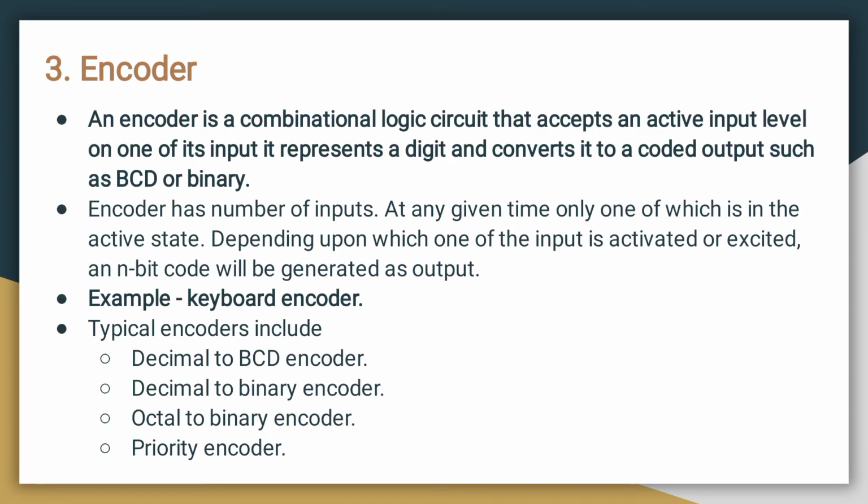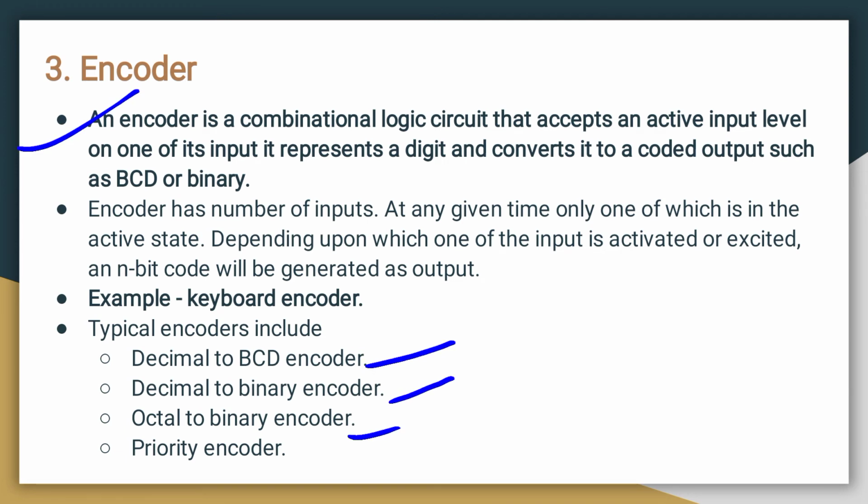The third combinational circuit is the encoder. An encoder is a combinational logic circuit that accepts an active input level on one of its inputs. It represents a digit and converts it to a coded output such as BCD or binary. We already studied the BCD, binary coded decimal, or we can go for the binary also. So whatever the digit, it is going to come to the BCD or binary format.